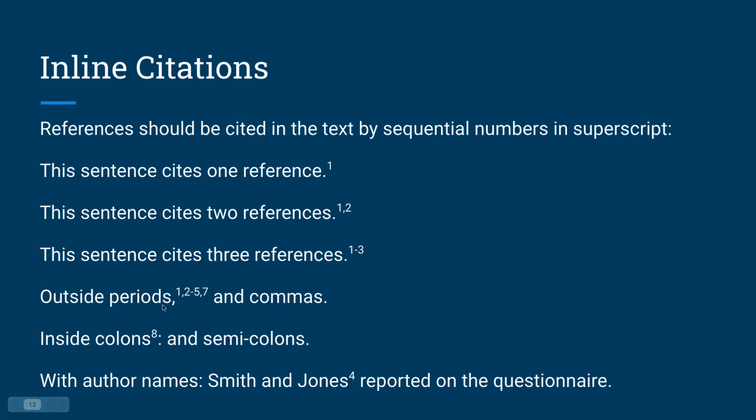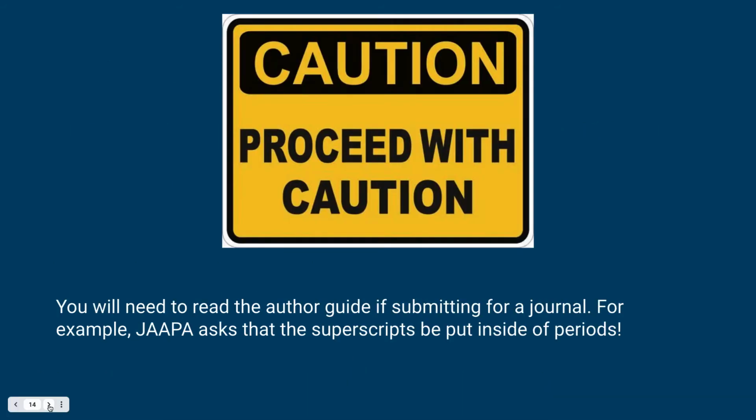All right, outside of periods and commas, inside colons and semicolons. And when you use author names such as Smith and Jones reported on the questionnaire, you can put the reference number right after the author's names. You need to read the author guide if you're going to submit for a journal. For example, the journal that we just spoke about, they asked that the superscripts be put inside of periods. It's a little different than some other journals do, but we are doing them outside of the periods.